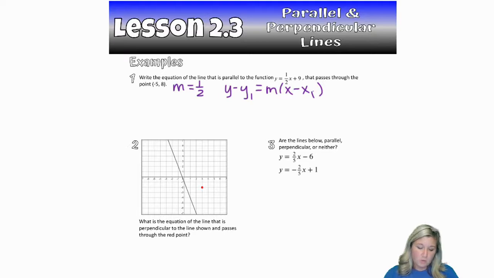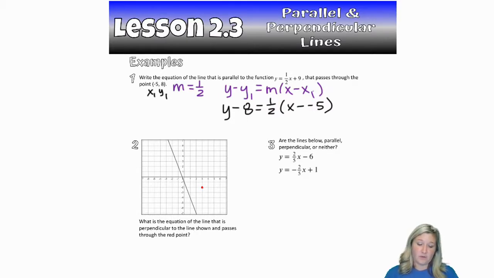So what we have is y minus y1. y1 comes from my point right here. So it's going to be y minus 8 is equal to m, which is my slope, 1/2, times x minus my x1 from the point, which is -5.